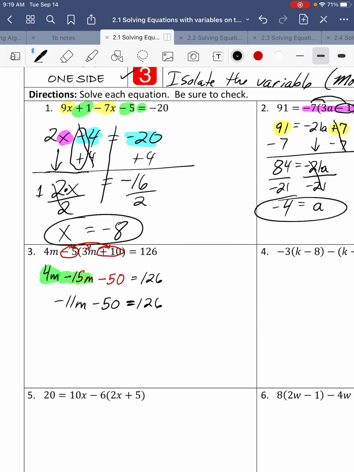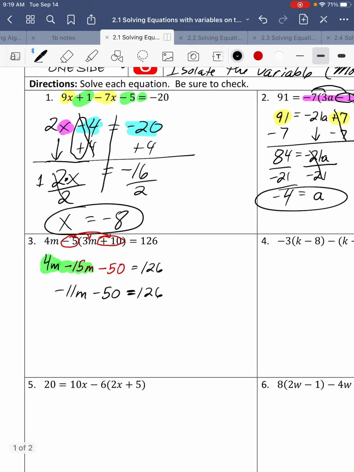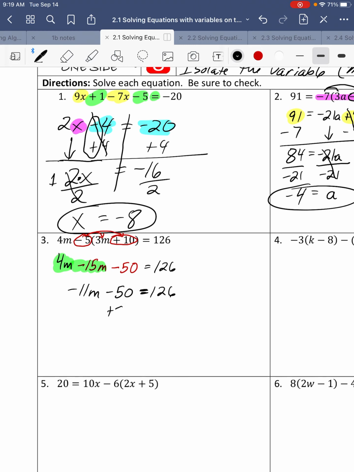No more like terms on the same side of the equal sign, but we do have like terms on opposite sides of the equal sign. So we're going to gather those like terms across the equal sign. So a -50, you're going to add 50 and add 50. Those are your like terms. -50 plus 50 is 0. -11m comes down. 126 plus 50 is 176.